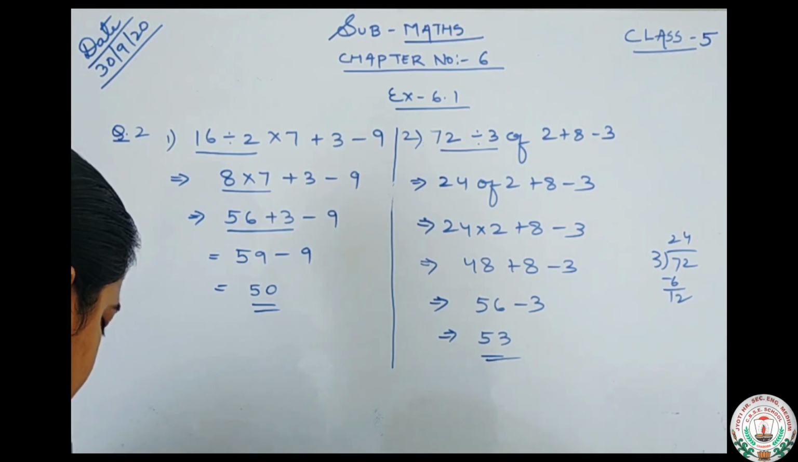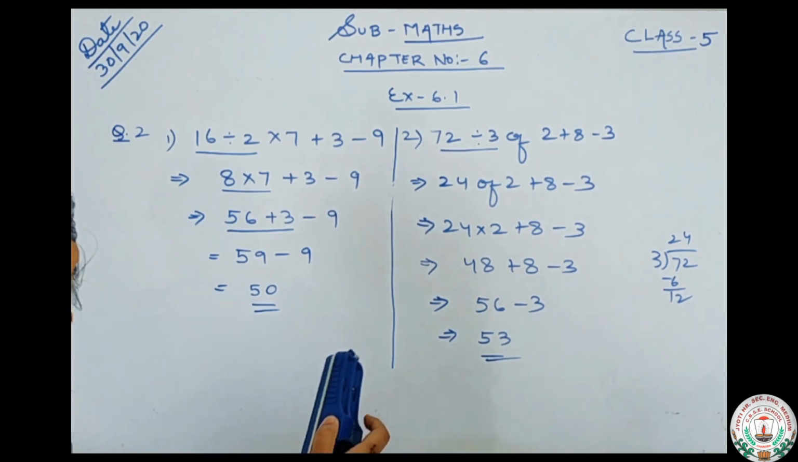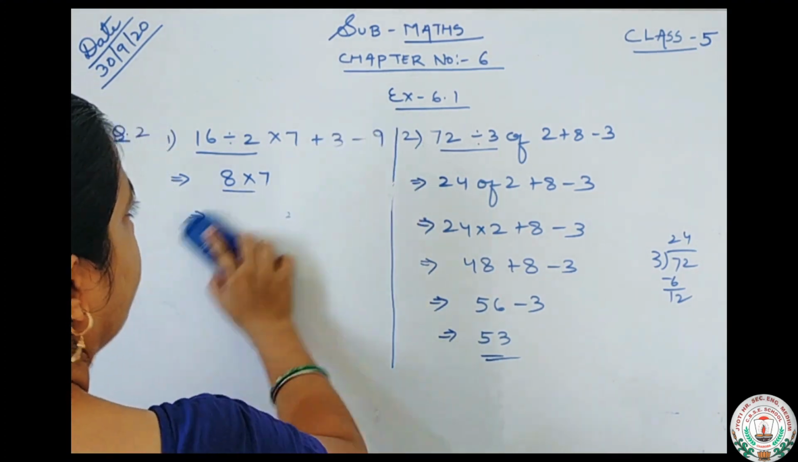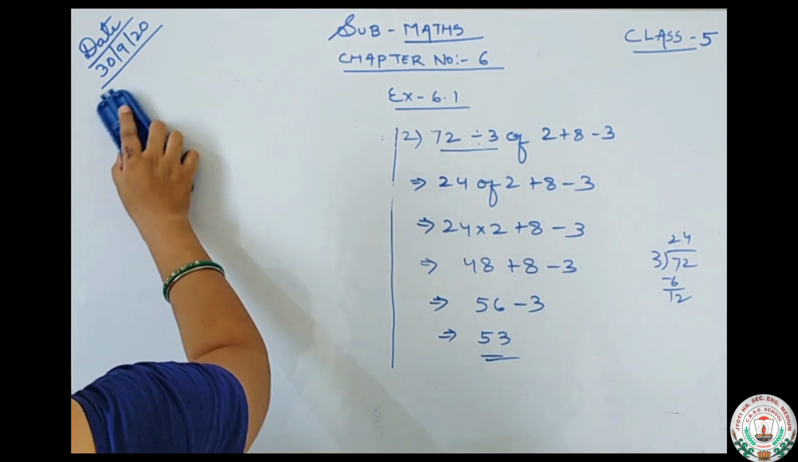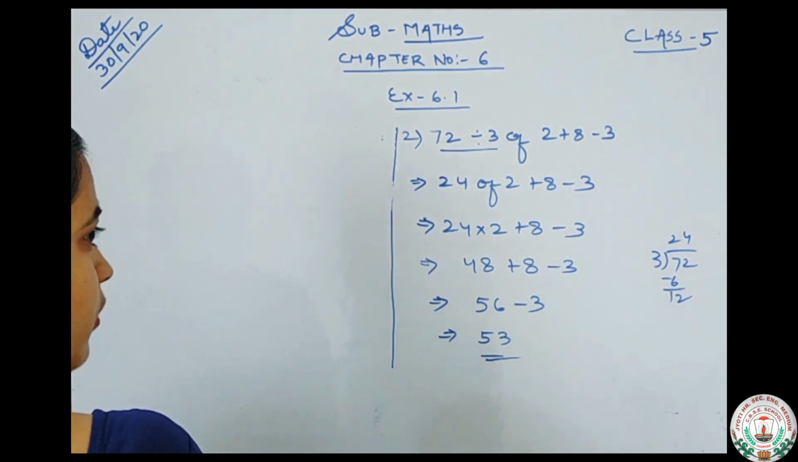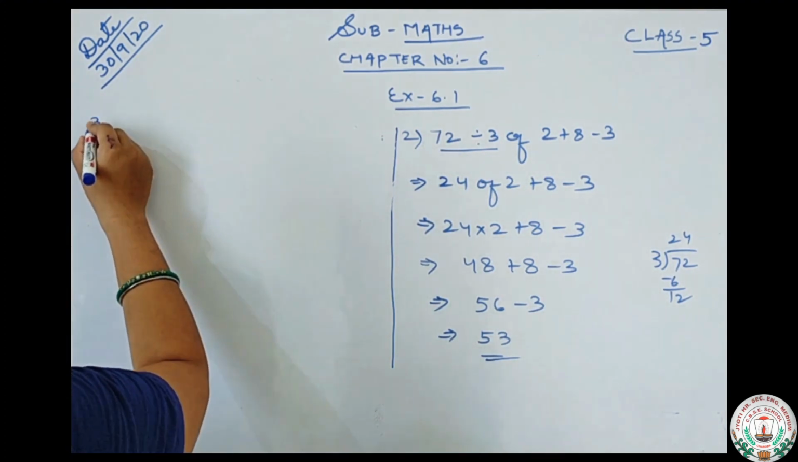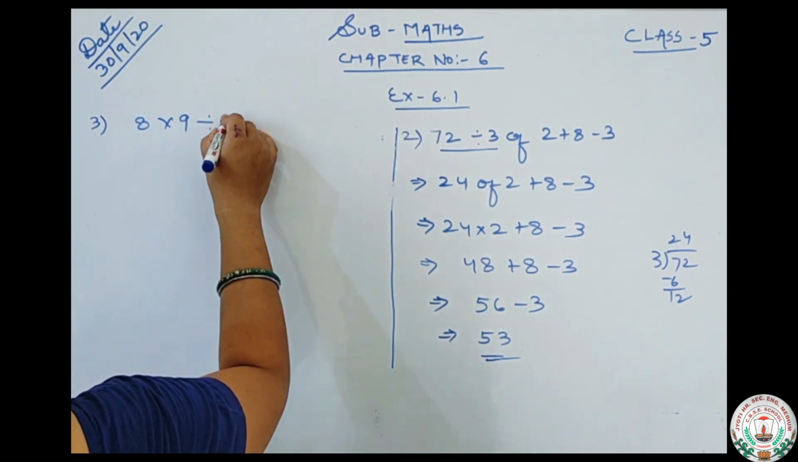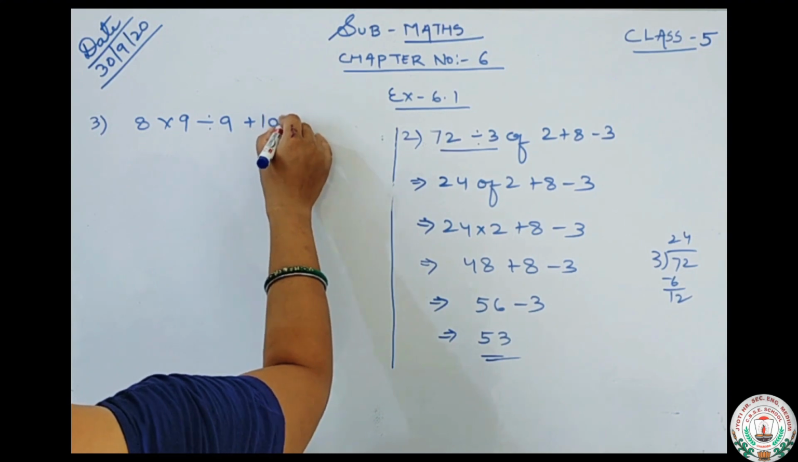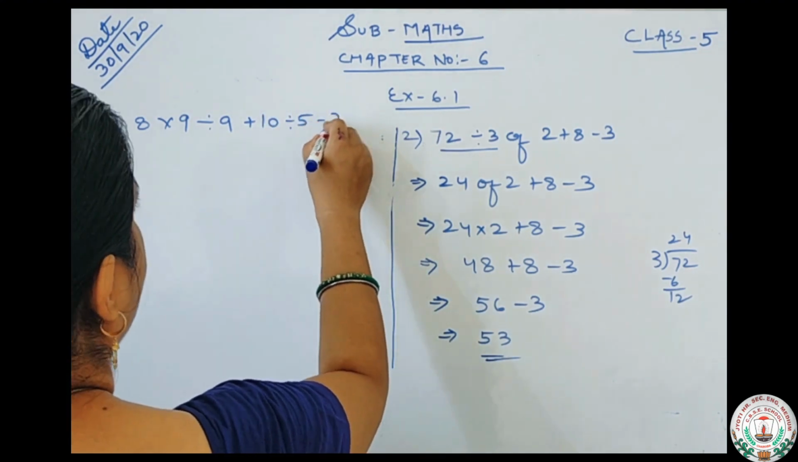Question number 3 is easy. You can solve. Question number 3. Number 3 is 8 into 9 divided with 9 plus 10 divided with 5 minus 3.